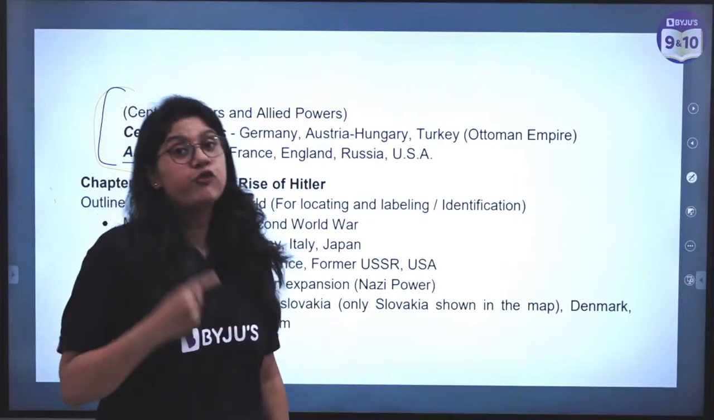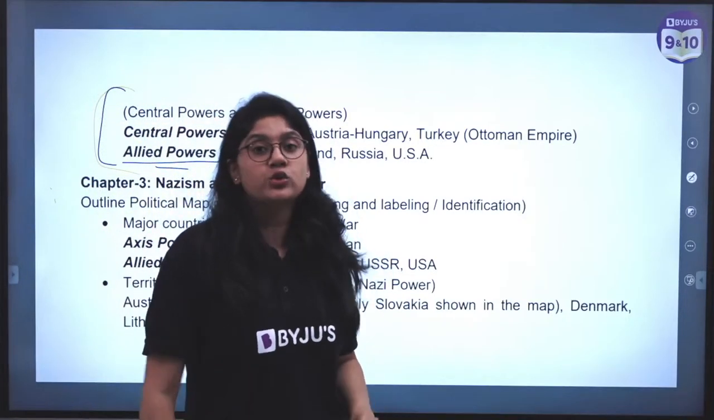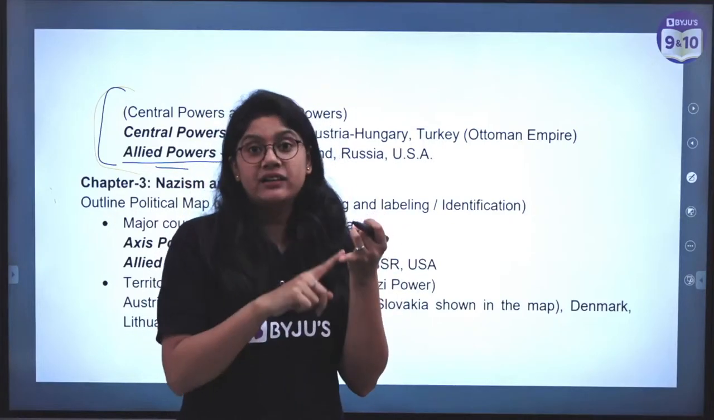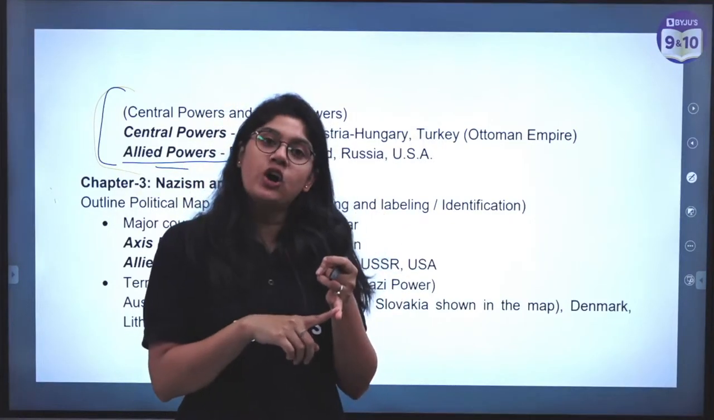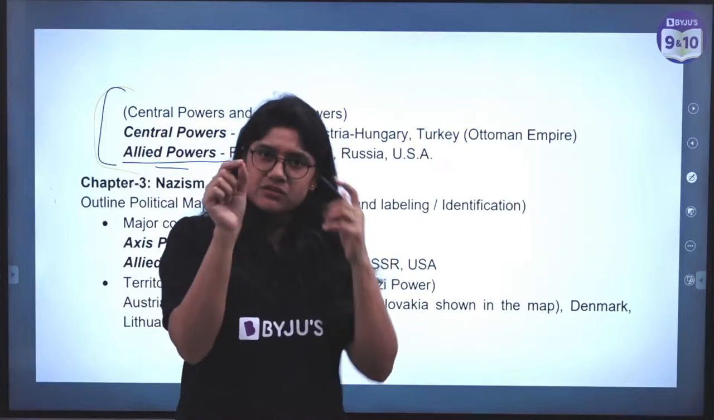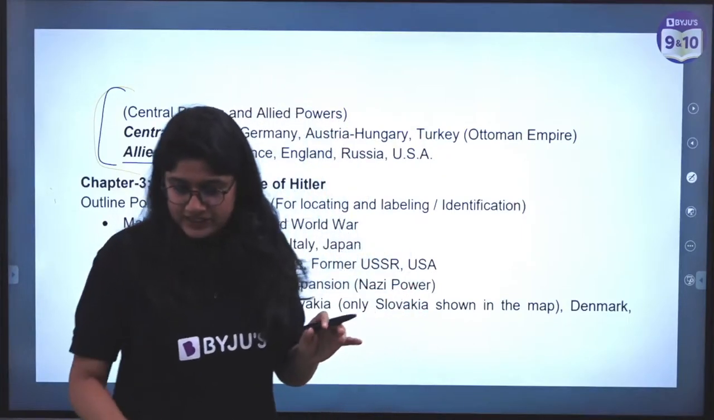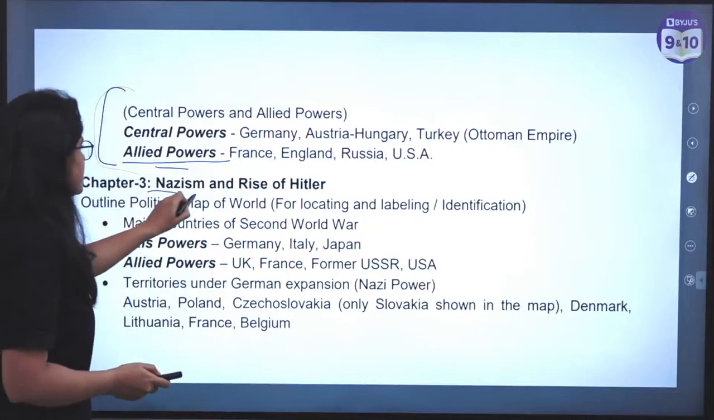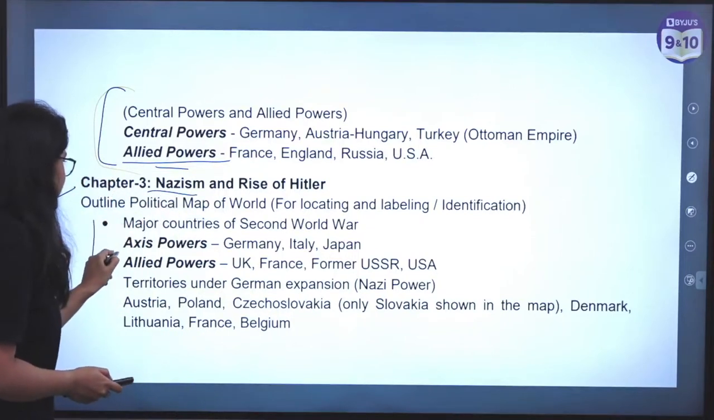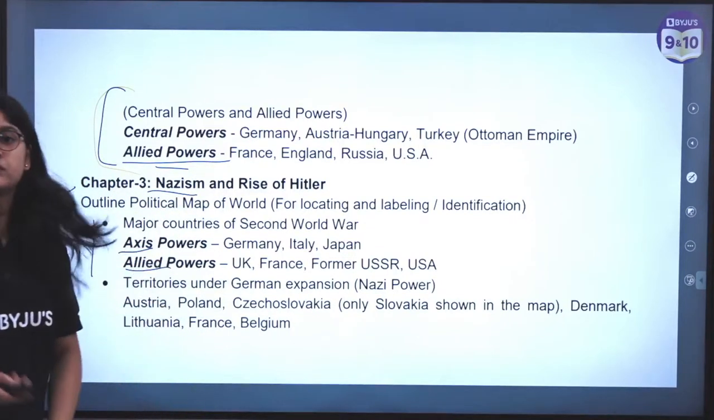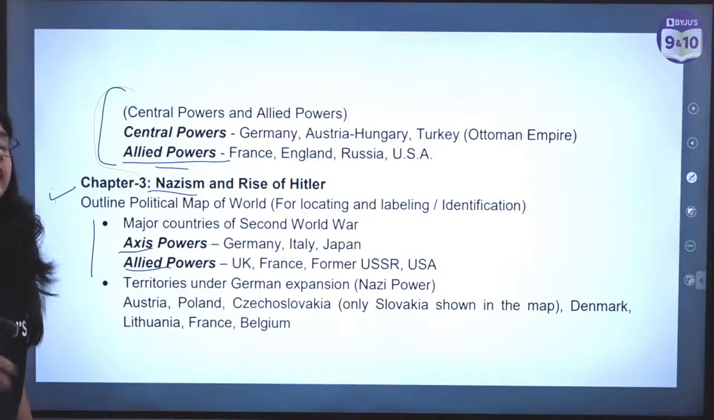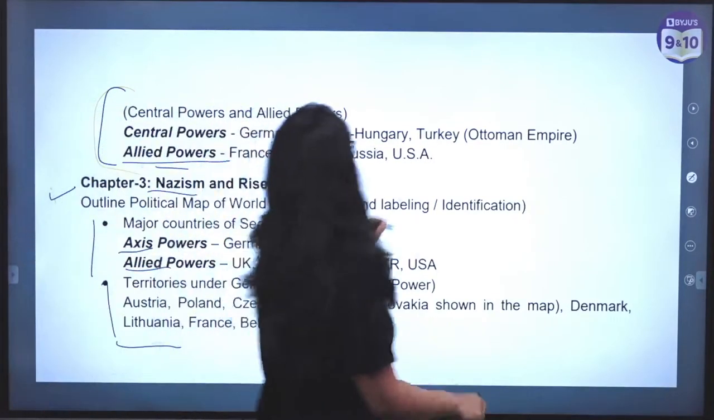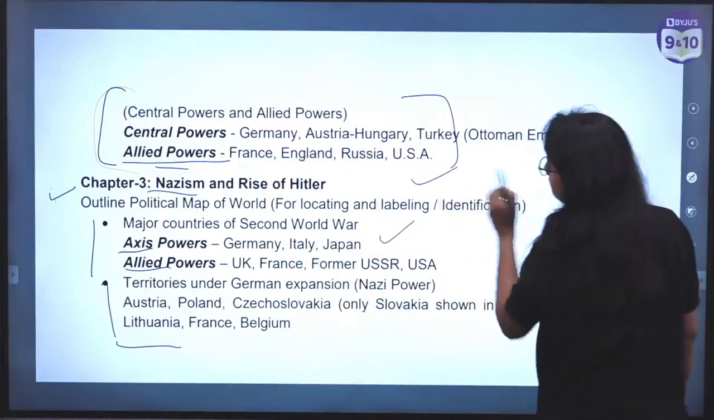Important thing ye hai, for the map, they can ask you to do three things. First, of course, to label it, to identify it, right? And to make sure that you are just marking it. Yes, very good. So we have the chapter from Nazism, The Rise of Hitler. Again, the Axis powers and the Allied powers. They can ask you to mark these countries in the world map. All of these territories also, but usually they ask these.